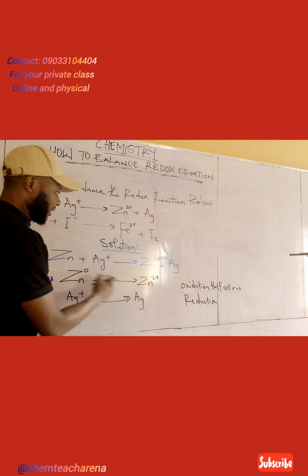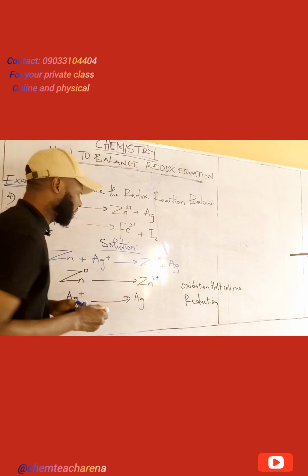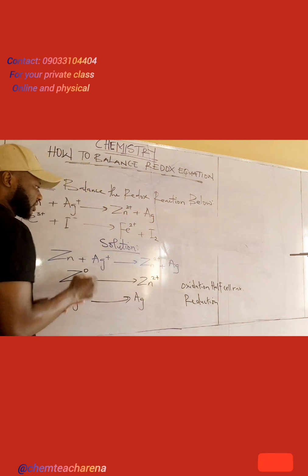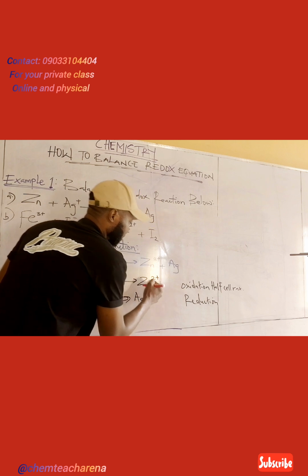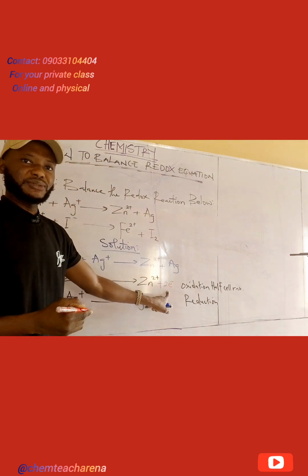So Z is 0 here, is 2 here. Add electron to the side with what? Higher charge. Charge here is 2, charge here is 0. I will add electron here. How many electrons? 2. 2e minus. So I've added 2e minus to this side.